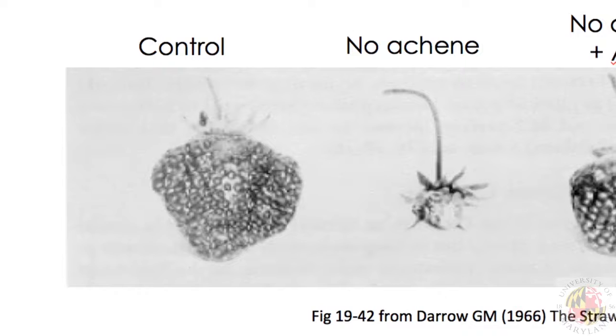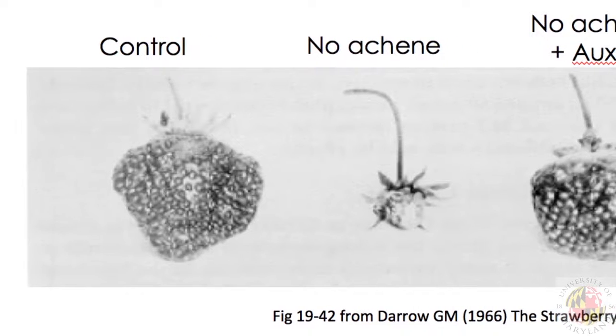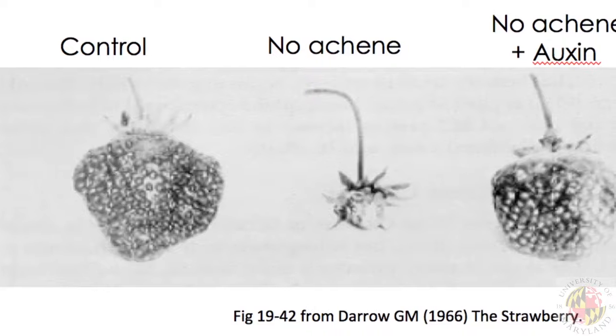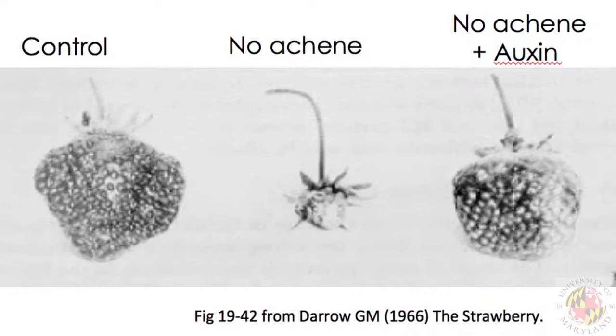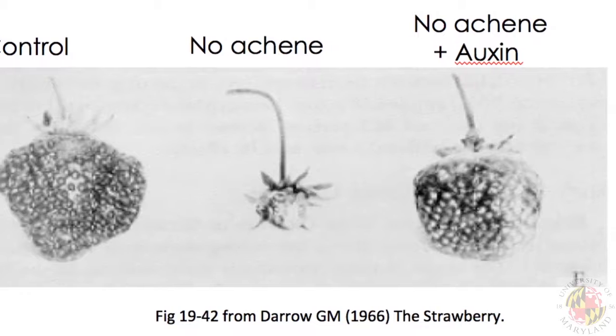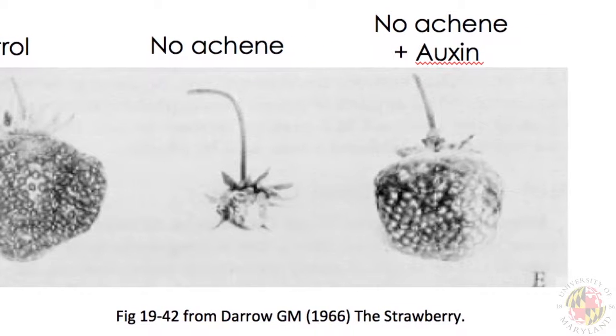And so he reasoned that the seed must be secreting some growth-stimulating molecules that enable the underlying tissue to grow into fleshy fruit. Later on, he was able to pluck all the seeds away, but then spray a plant hormone called auxin onto this fruit. And he found that the auxin can substitute for the seed. So he reasoned it's likely the seed is responsible for secreting the plant hormone auxin to stimulate fruit development.